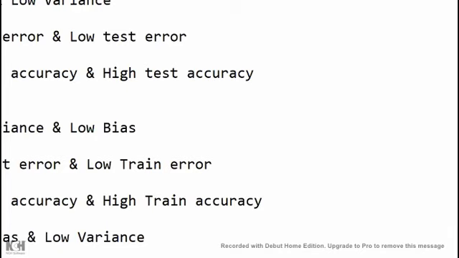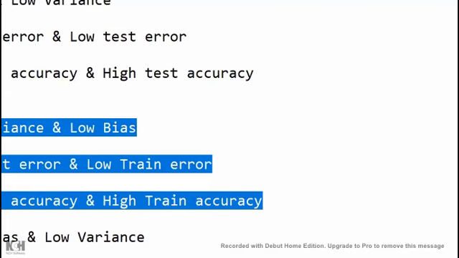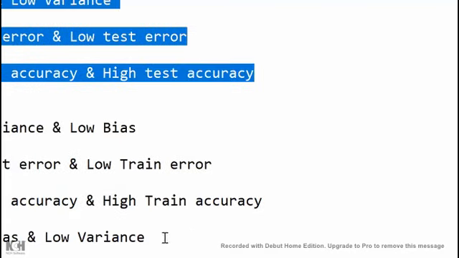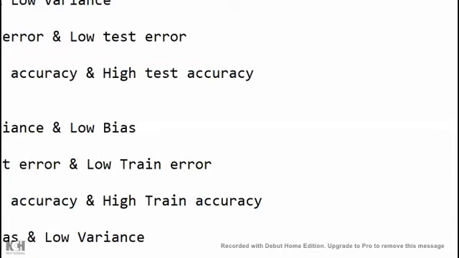What is the meaning of high bias? High bias means high train error. Both are the same; out of these three, anything is the same. One I'm saying in terms of error, one based on accuracy, which are opposite to each other. High train error and low test error.